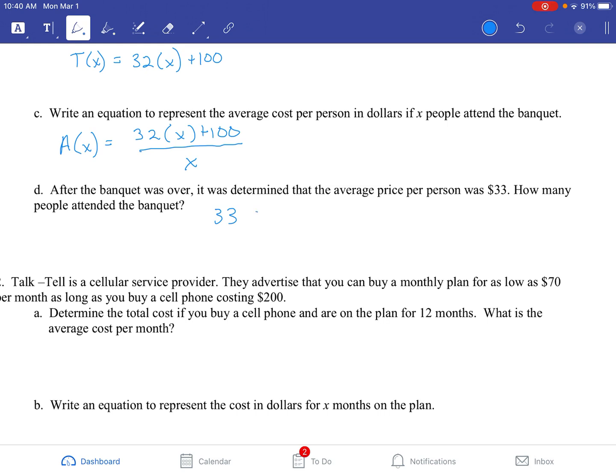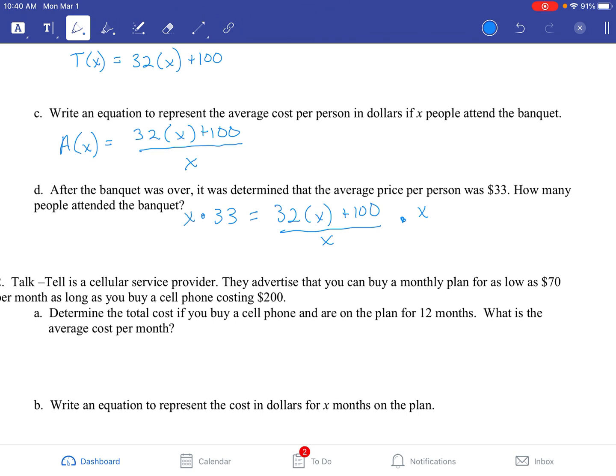So if the average was 33, our equation was 32 times X plus 100, all divided by X. This is a pretty straightforward rational equation. We've been doing rational equations now for a number of weeks. What we're going to do in this case is multiply by X on both sides.